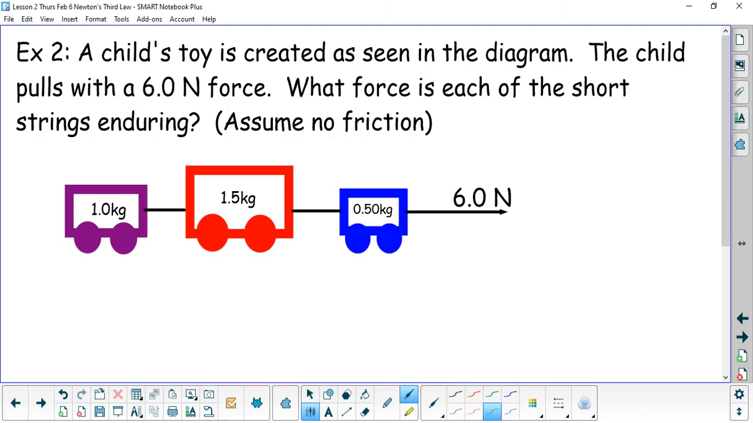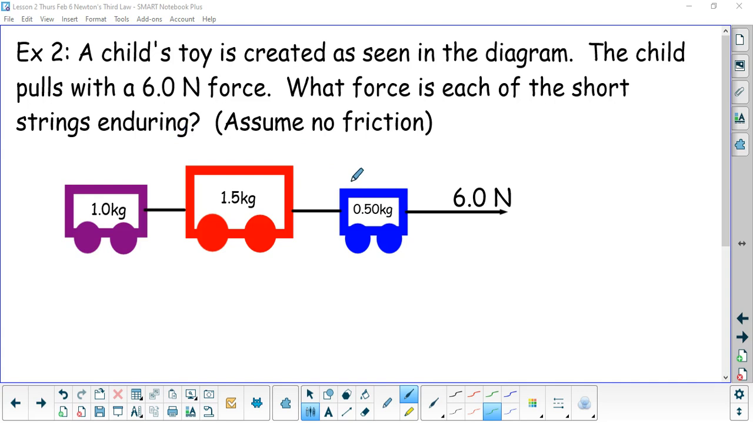So in this question, we are going to think about what happens when I have several objects, and these objects, you'll notice, are attached together. So I kind of have to think about that scenario. Now you'll notice that I have three carts, all with different masses. And what I'm trying to find is the force on each of the strings that are involved here.